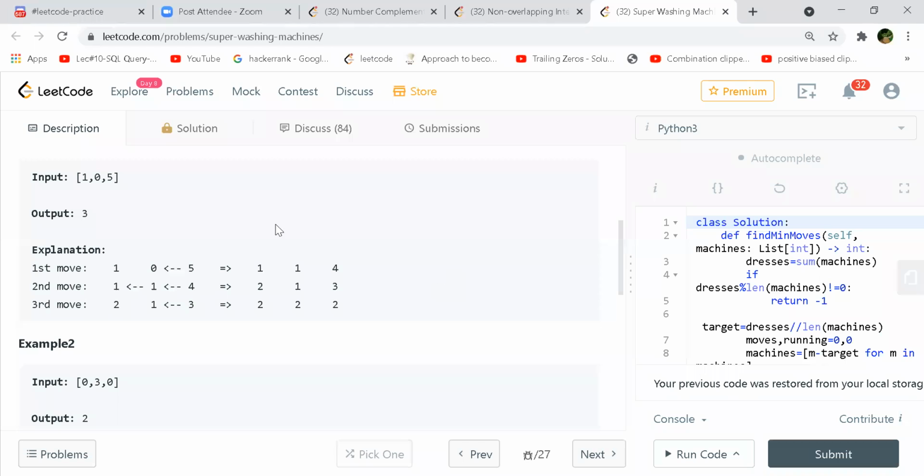Like here, 5 + 1 is 6, right? So each of the cells should be at least 2. Now we'll check which of these adjacent arrays has greater than 2 elements. None of them, so we won't make any switch here. But here we'll find it's greater than 2. That means I can transfer some of the dresses to that side.